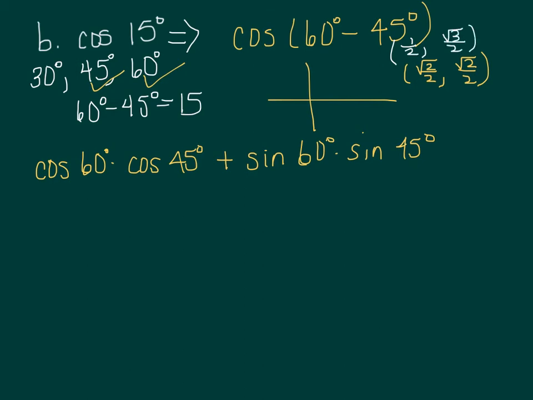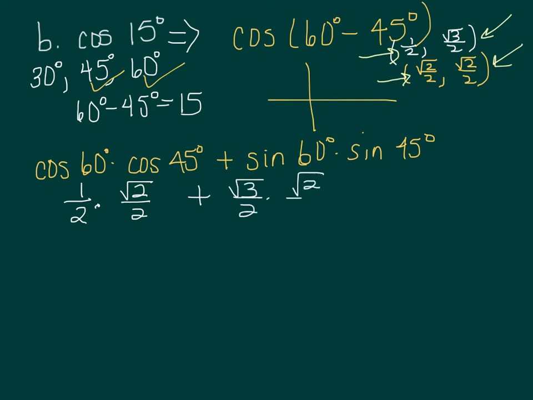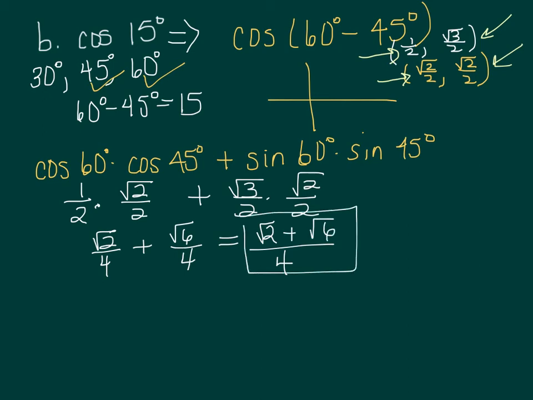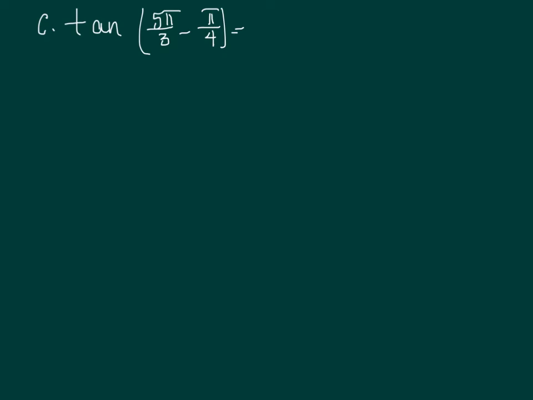All right, remember cosine are the x-coordinates. Sine are the y-coordinates. So cosine of 60 would be 1/2 times cosine of 45 plus sine of 60 times sine of 45. And then you just multiply straight across. And remember, we write it as a single fraction. And then you're done.